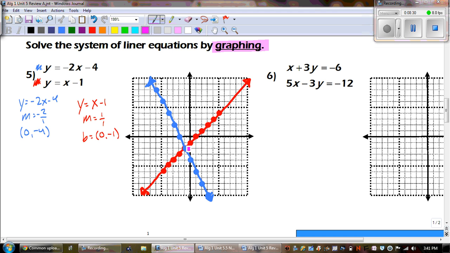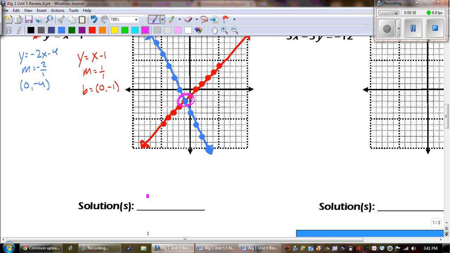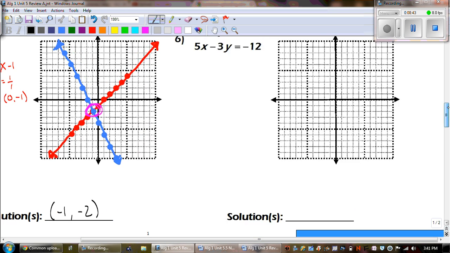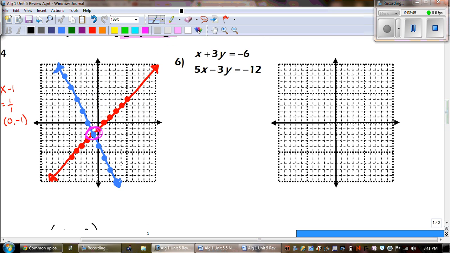Okay, there's my line. I can see where they intersect right there, and that is going to be at the point -1, -2. All right, next one.